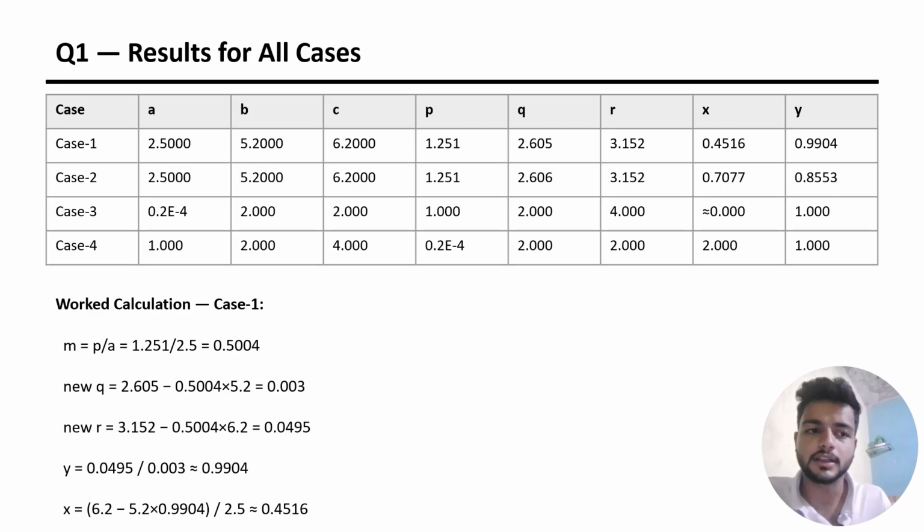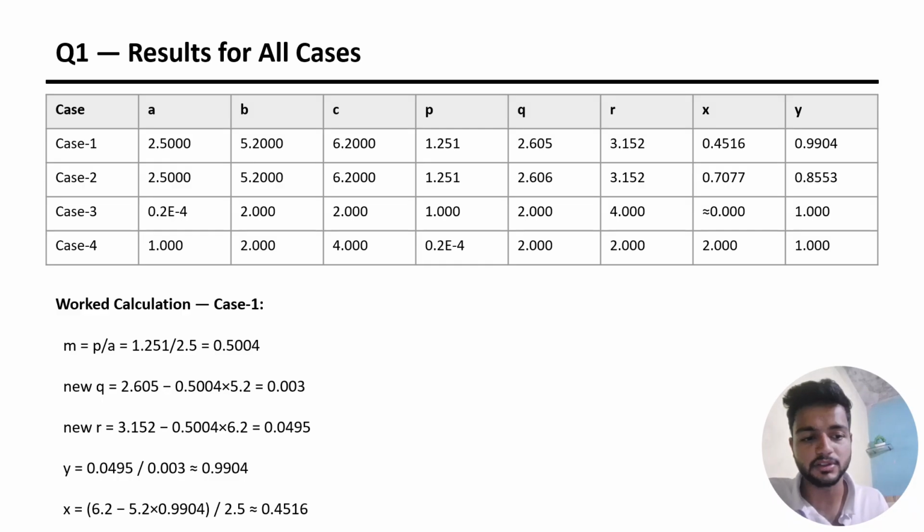Solving all the cases by the algorithm, we will get x and y. The x is equal to 0.4516, y is equal to 0.9904 in case 1. In case 2, x is 0.7077, y is 0.8553. In case 3, x is approximately 0 and y is 1. In case 4, x is 2 and y is 1.